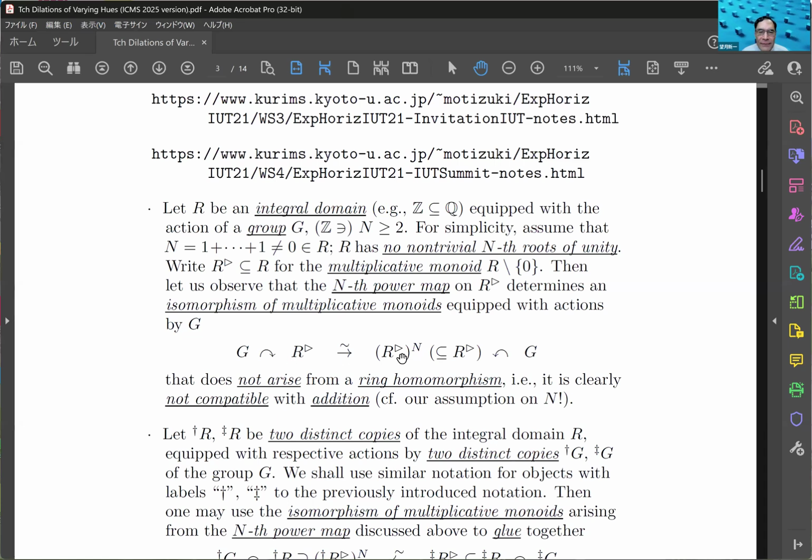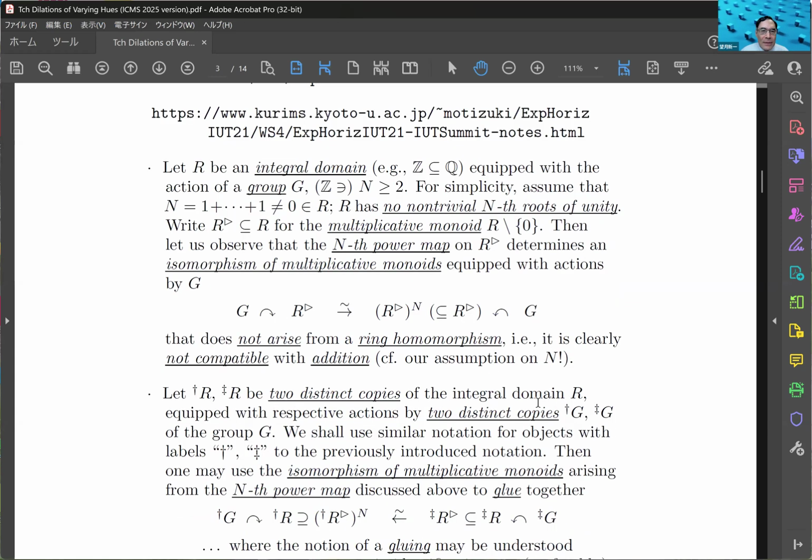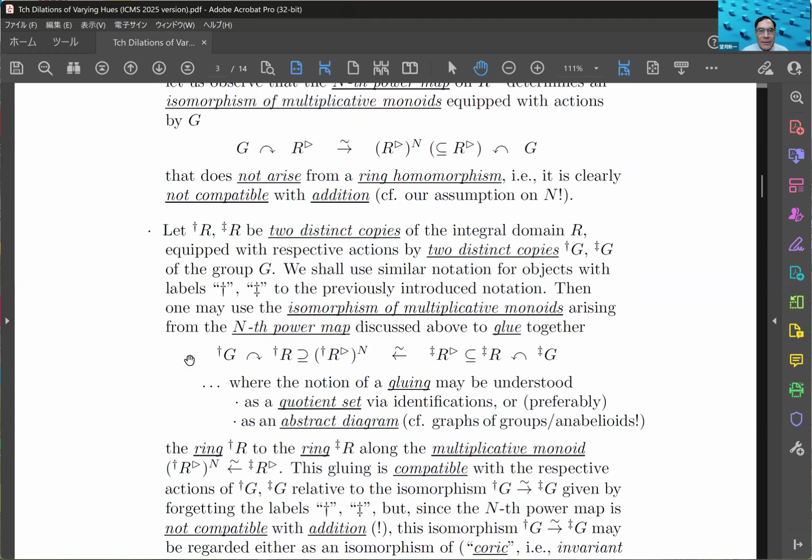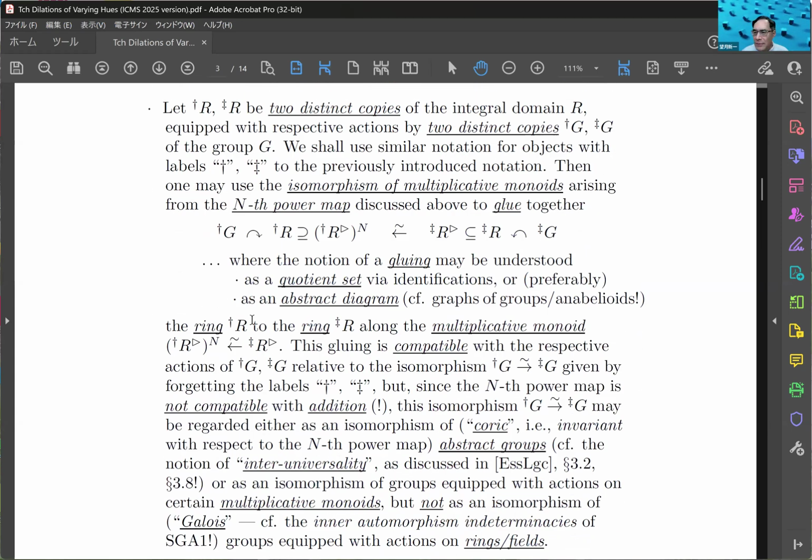But it does not arise from a ring homomorphism, so it's clearly not compatible with addition. This is because of our assumption on n: we're not in characteristic p, where p divides n. Next we want to consider two distinct copies of this integral domain R, equipped with respective actions by two distinct copies of G, which are denoted by a single and double dagger.